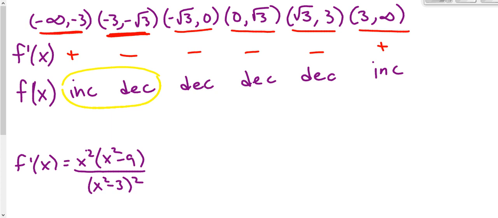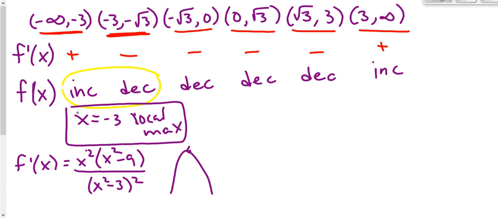F of x is going from increasing to decreasing, so that tells us at x equals -3, we have a local max. Remember, increasing to decreasing means going up then going down, so it must be a max.